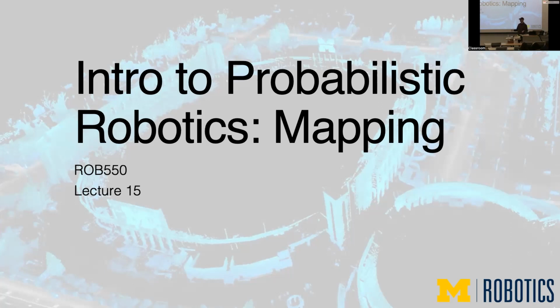So the next phase of this lab is to move on to localization, mapping, and navigation. And so today we're going to look at an intro to the probabilistic robotics problem, and then specifically how we're going to build a map of the environment for our MBots.